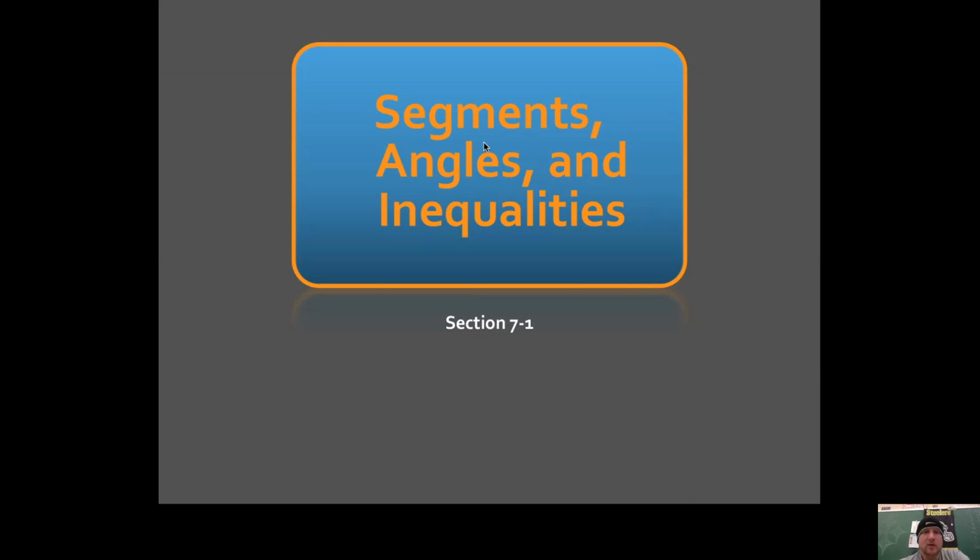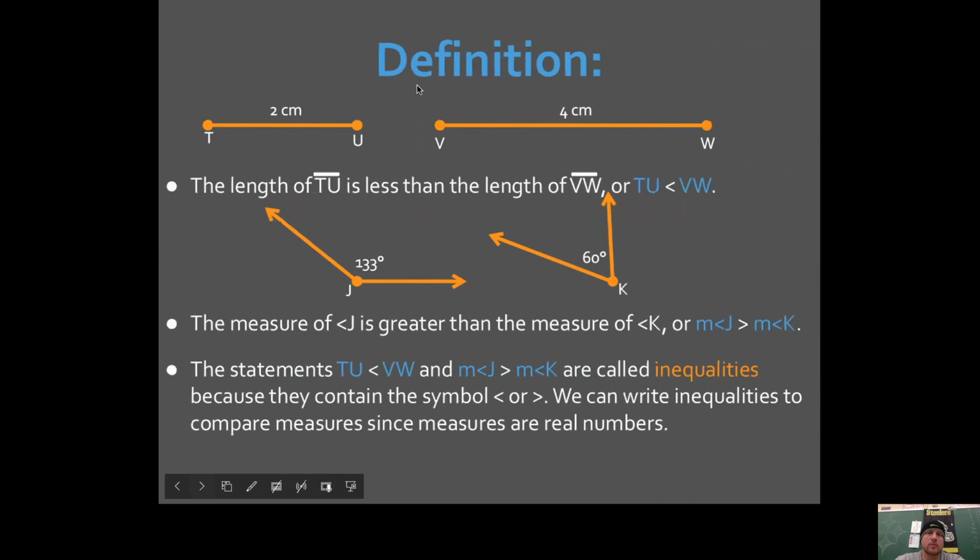This is section 7.1. It's on segments, angles, and inequalities. Here's an example of two segments. This one is definitely longer than this one. So the length of segment TU is less than the length of segment VW. You can write it like this, but that's a whole lot of stuff to write. There's a quicker, more mathematical way to write it, and it looks like this.